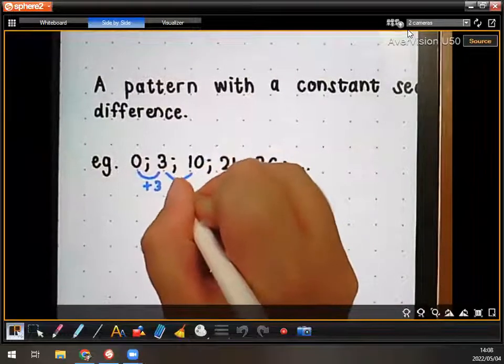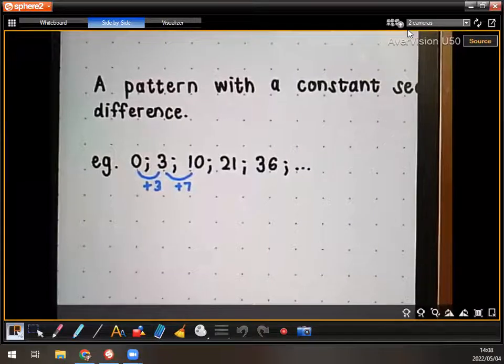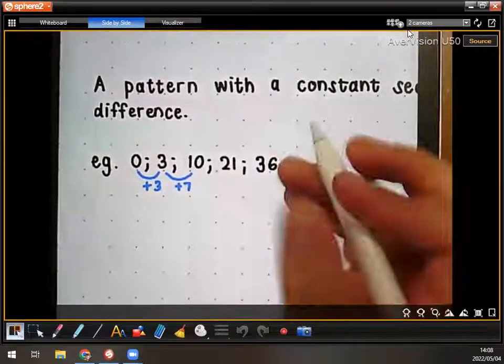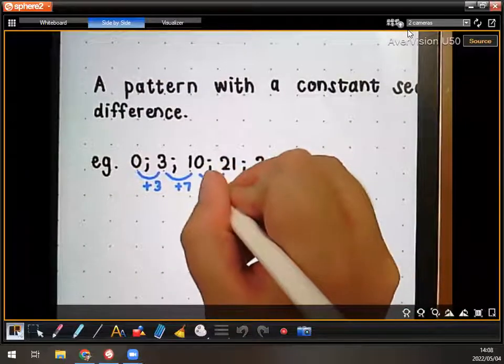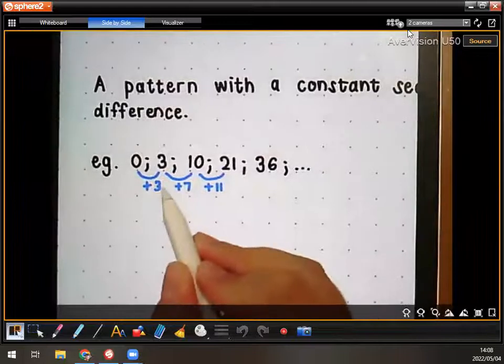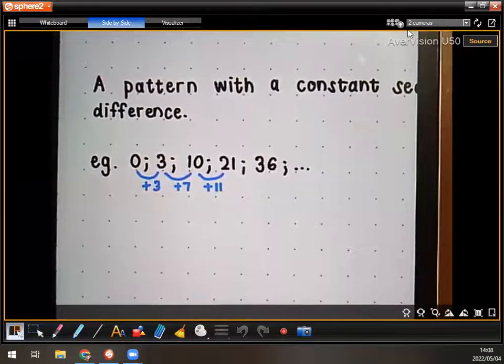So there we see immediately we do not have a constant first difference. I'm not adding the same number from the start. Okay, what am I adding from 10 to 21? 11, right? Again, that's a different number. So these numbers that I'm writing in blue, right? These are the first differences, but it's not constant in this case. It's not the same number that I'm adding.